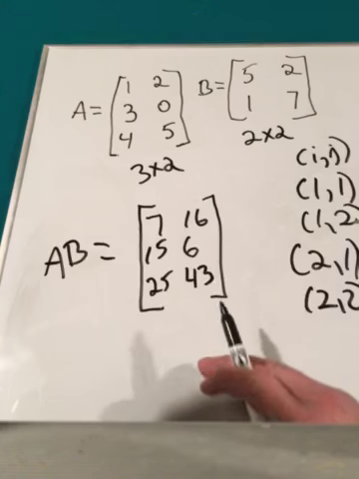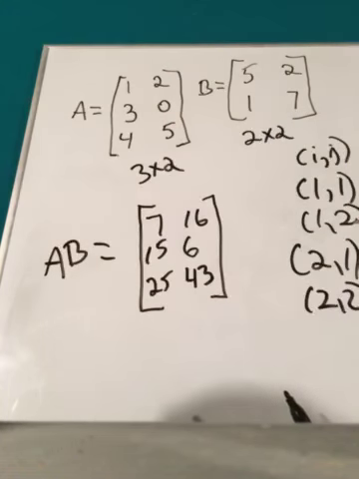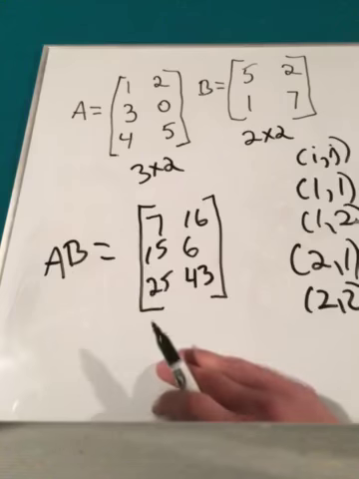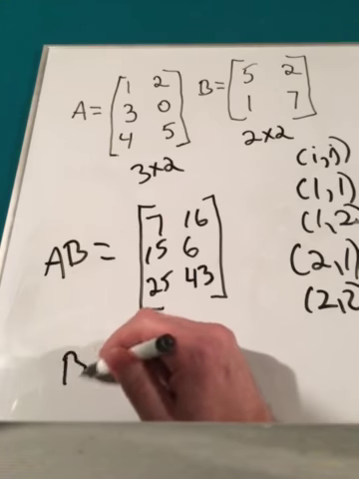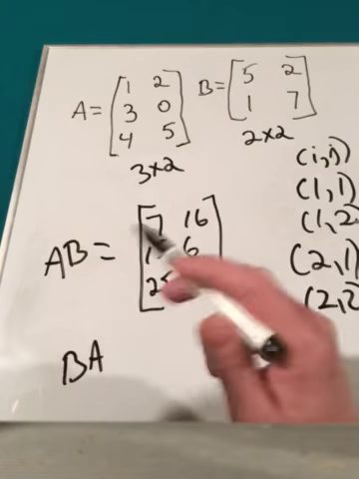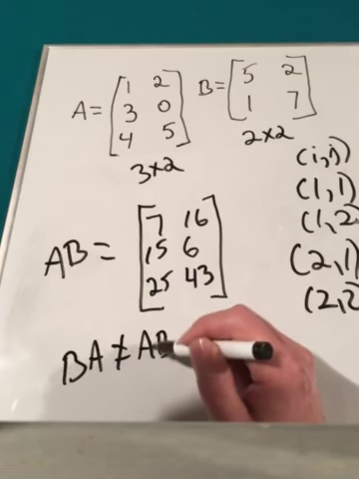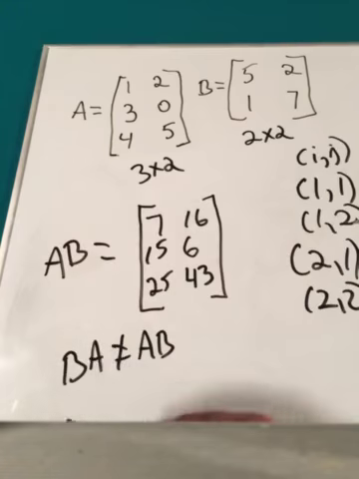So there's AB. Now we can say, okay, so that was A times B. Well, is that the same thing as B times A? Well, A times B is almost never equal to B times A. But in this case, what would it be?